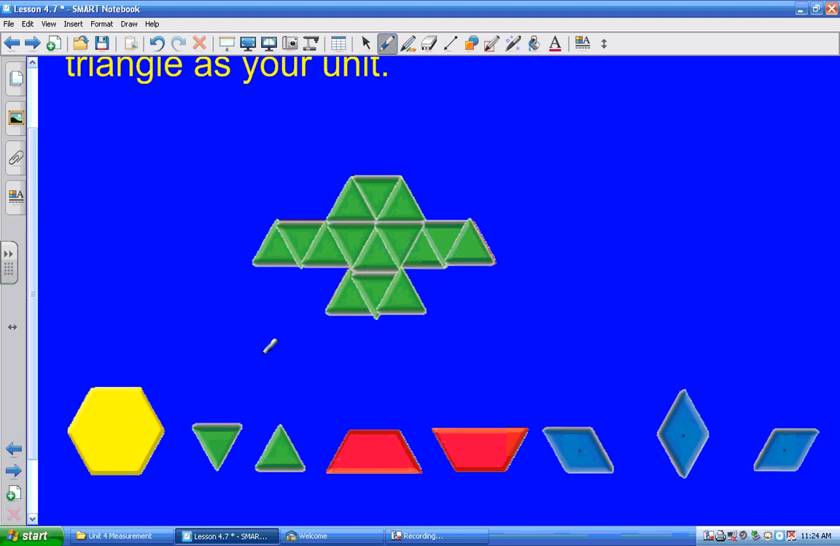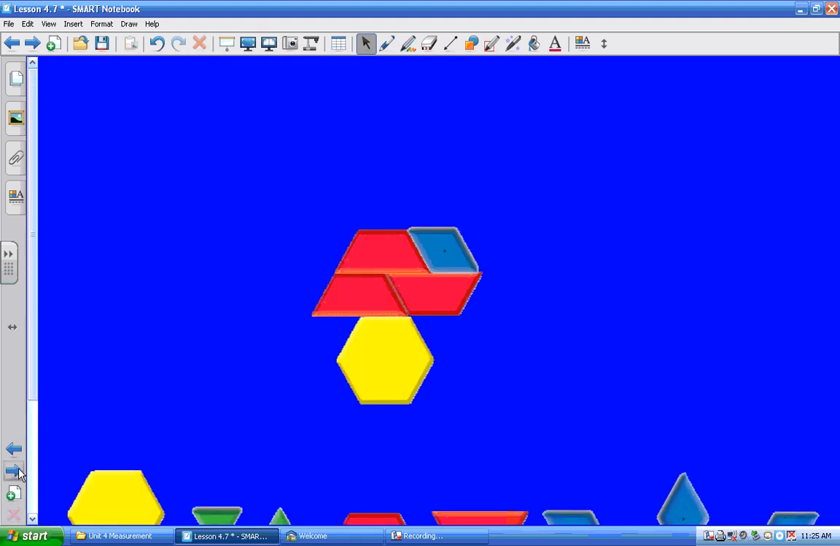Let's take my red one, and we got 1, 2, 3, 4, 5, 6, 7, 8, 9, 10, 11, 12, 13, 14, 15. So it has an area of 15 green triangles. Okay? So far so good? Turn the page.